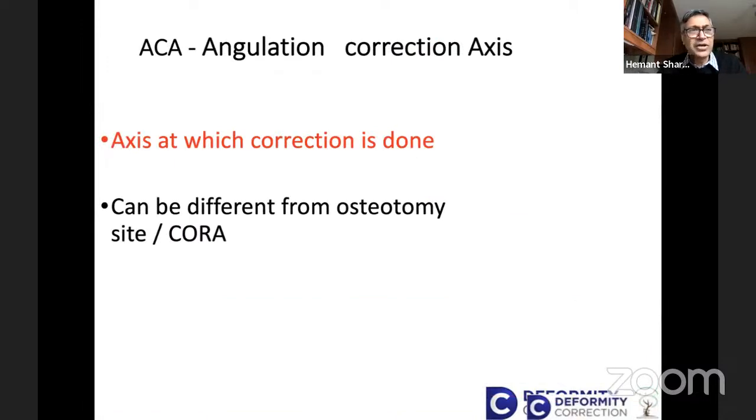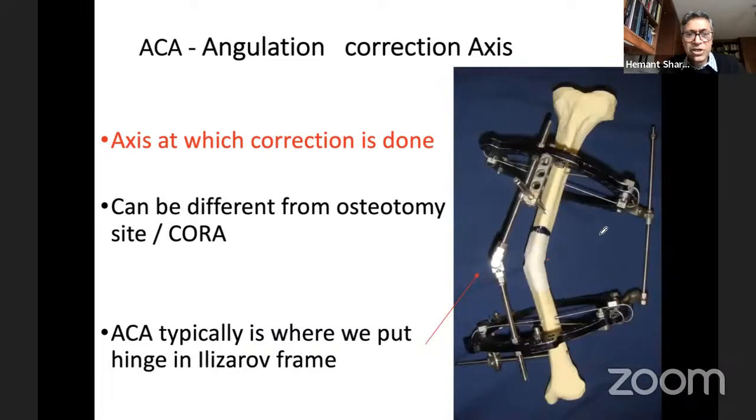Now, ACA is the point where the actual correction is done. It can be at the same level as the osteotomy, or it can be different from the CORA or osteotomy. It's an independent point. And typically it is the place where we put our hinges. So wherever we put our hinge, that's the ACA.